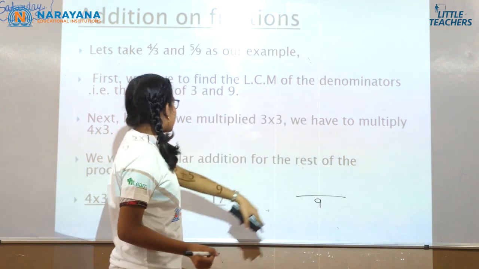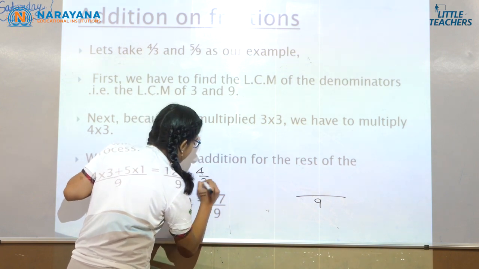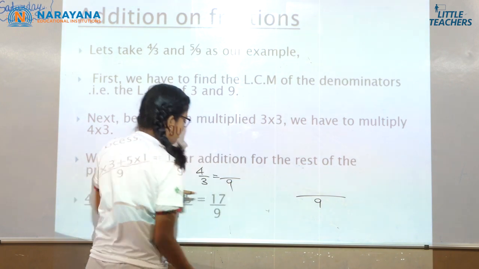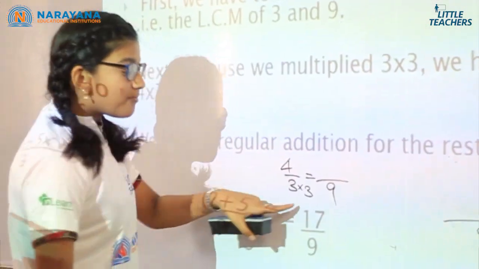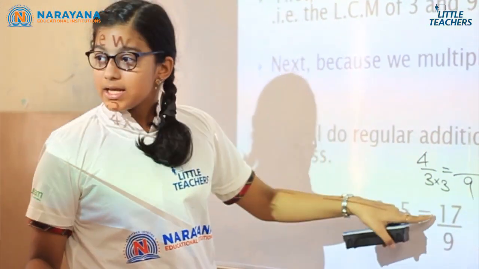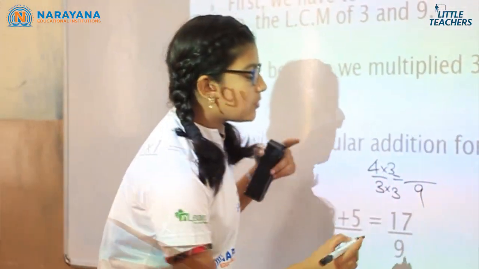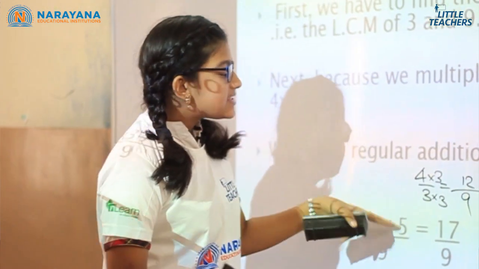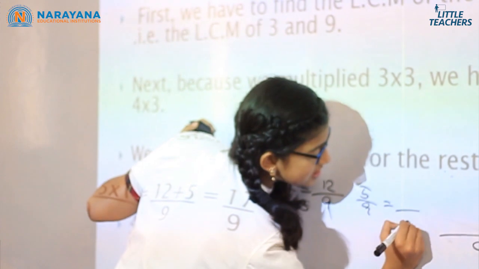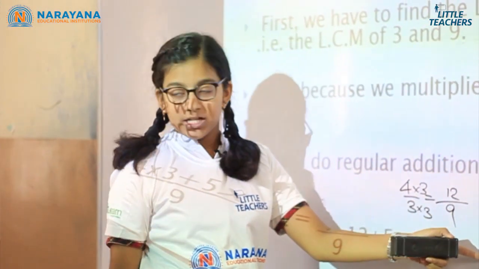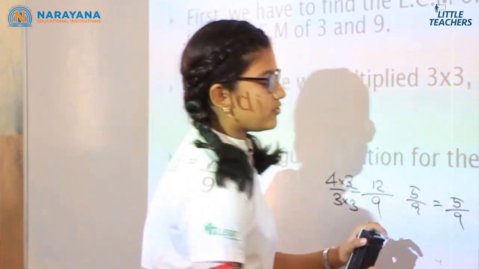So, if I took my whole denominator as 9, now I want to convert the fraction 4 by 3 into a fraction which has a denominator as 9. So, what I would do is I would multiply it with 3. Now, because we have multiplied the denominator with 3, we will have to multiply the numerator as well. So, when we do this, we will get 12 by 9. Now, the same thing if I do for 5 by 9, because the denominator is already 9, I will only have to multiply it by 1. So, now what we will do, we will add both 12 and 5 together.